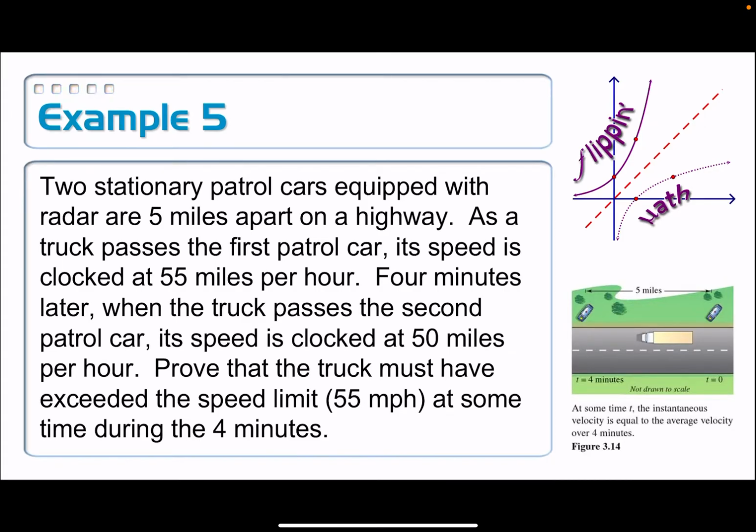Let me ask you a question. Have you ever had a speeding ticket? Have you ever driven through something called a speed trap? Well, that's exactly what example 5 is all about.